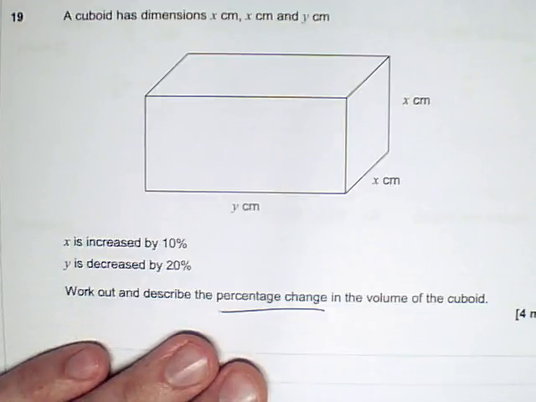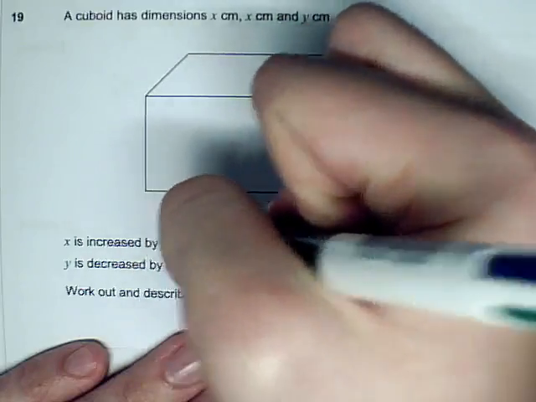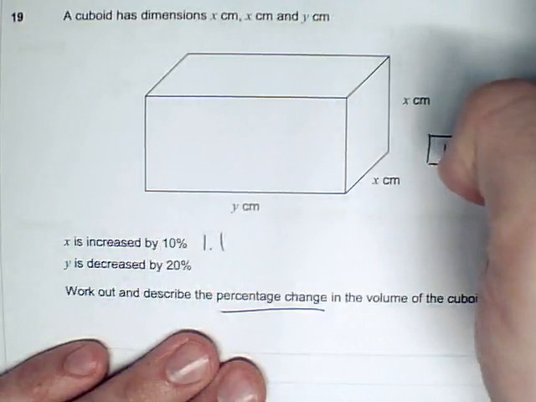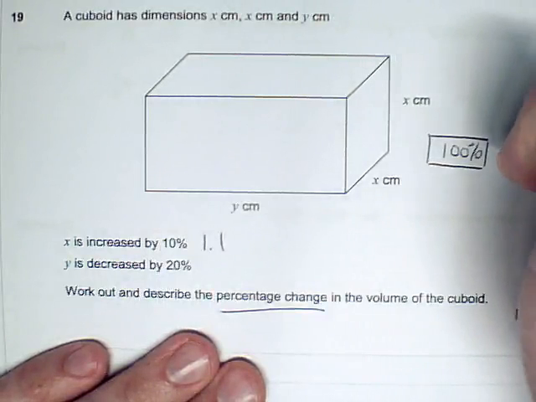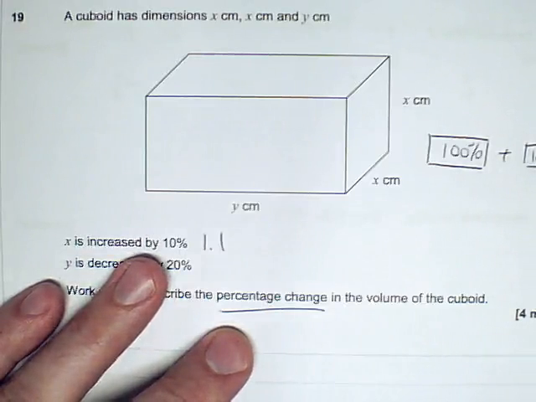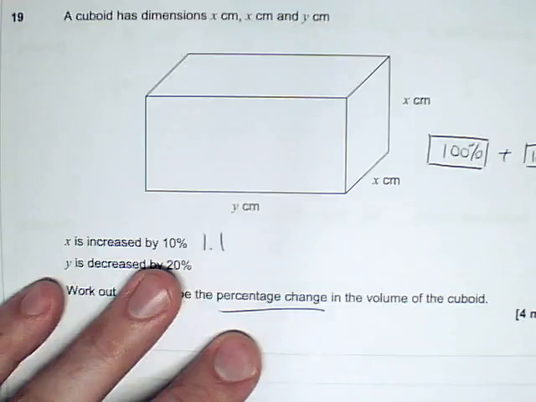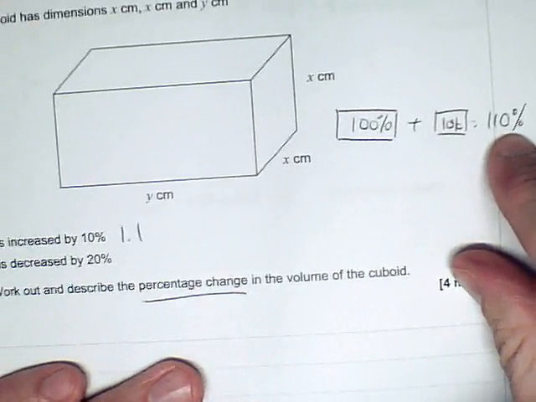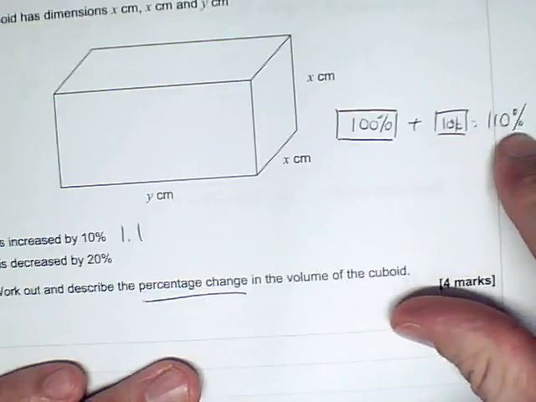If we're increasing something by 10%, that's the same as having a multiplier of 1.1. If you think about the original size being 100%, and I'm increasing by 10%, I'm adding that on. So 100 add on 10 gives me 110, and 110%, remember percent means divided by 100, so 110 divided by 100 is 1.1.